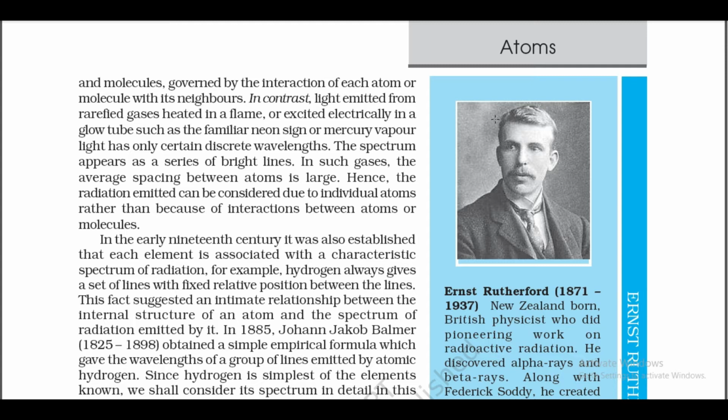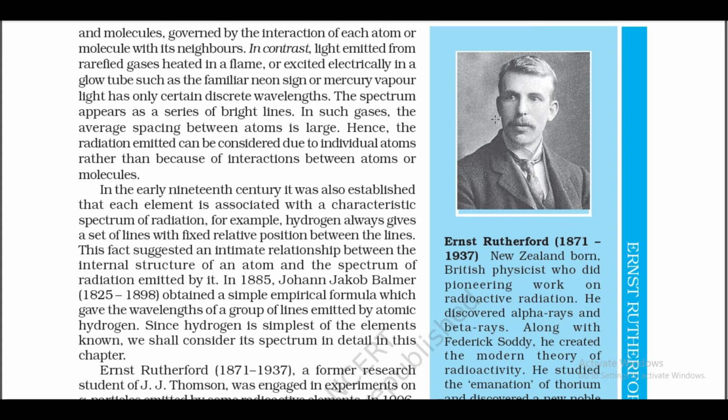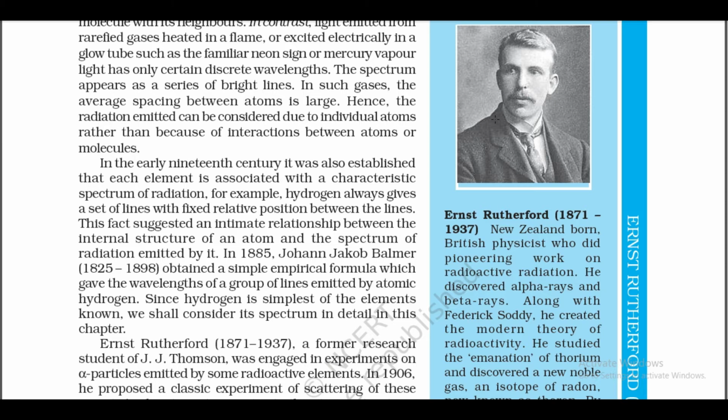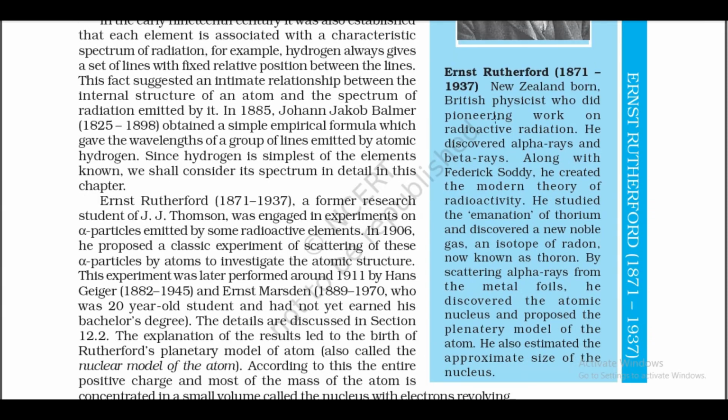This fact suggested an intimate relationship between the internal structure of an atom and the spectrum of radiation emitted by it. In 1885, John Jacob Balmer, 1825 to 1898, obtained a simple empirical formula which gave the wavelengths of a group of lines emitted by atomic hydrogen. Since hydrogen is the simplest of the elements known, we shall consider its spectrum in detail in this chapter.